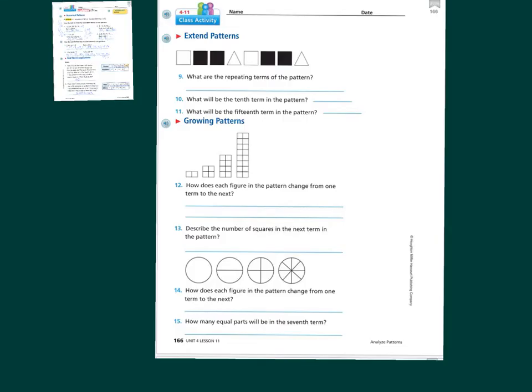Page 166, the one that you see here blank, has a lot to do with extending patterns with shapes. If you want to try this on your own, you can. However, we will use this during math workshop during the time that you hang out with me. So just make sure that you bring page 166 to class with you tomorrow.